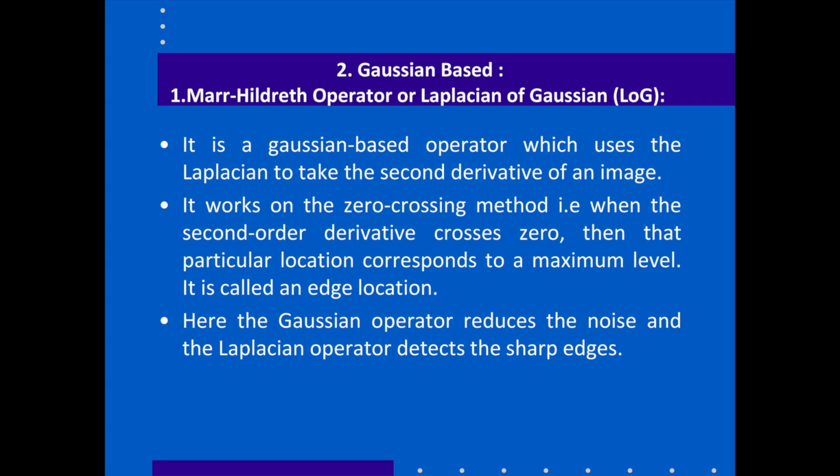It works on the zero crossing method, that is, when the second order derivative crosses 0, then that particular location corresponds to a maximum level. It is called an edge location. Here, the Gaussian operator reduces the noise and the Laplacian operator detects the sharp edges.